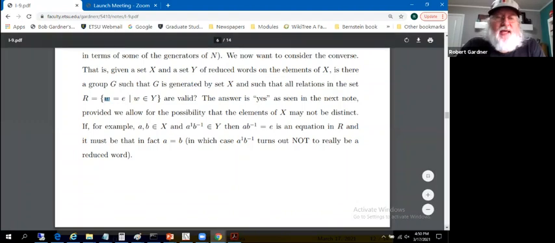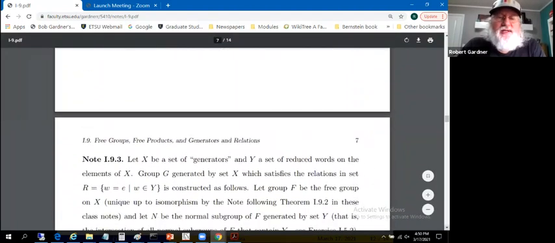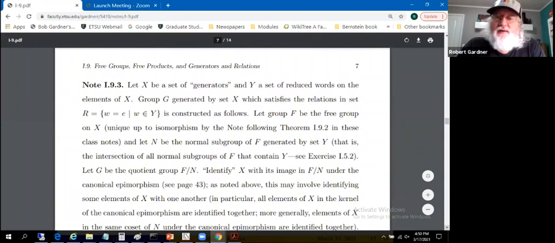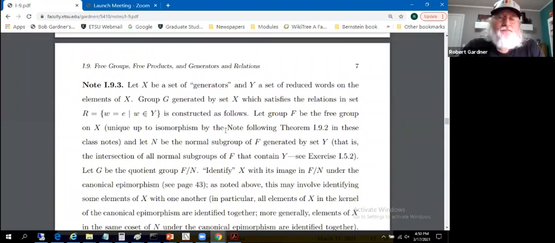So there's that bit of a caveat, but here's more details on this idea of generators determining a group, generators and relations. Let X be a set of generators, Y a set of reduced words on the elements of X. Group G, generated by set X, which satisfies the relations in this set R, as we had above, is constructed as follows.